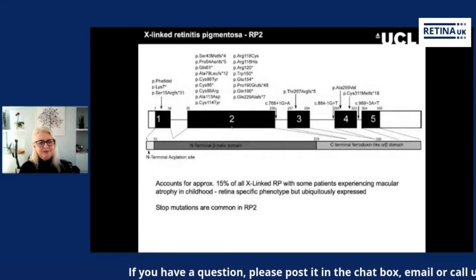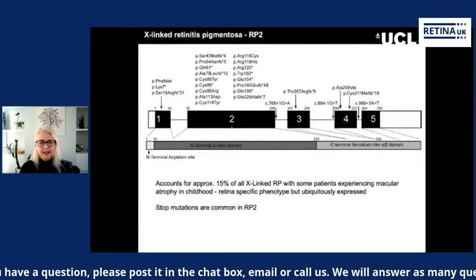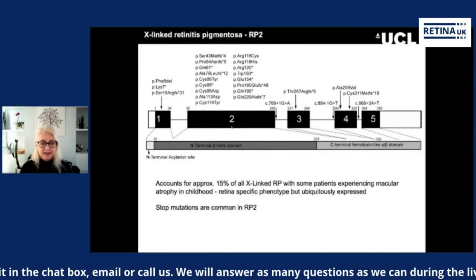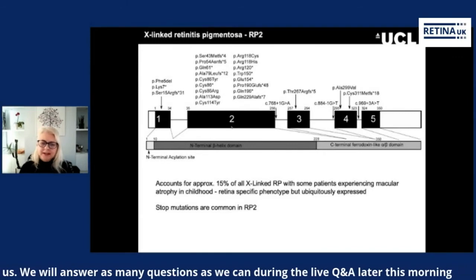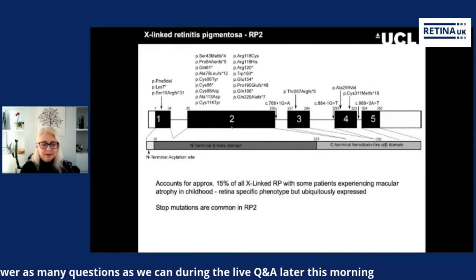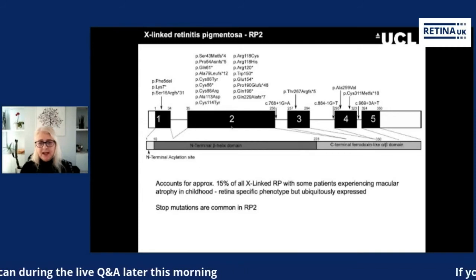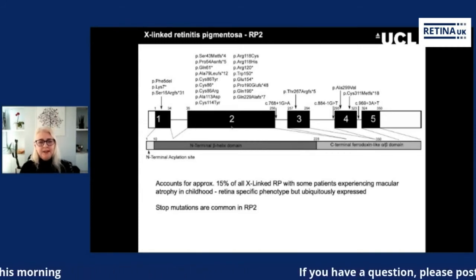So this is one of my favorite genes that I've worked on for many years. This gene causes X-linked retinitis pigmentosa, and it's called RP2. Variants in this gene account for about 15% of all the X-linked retinitis pigmentosa patients that we see. And it's an interesting gene.